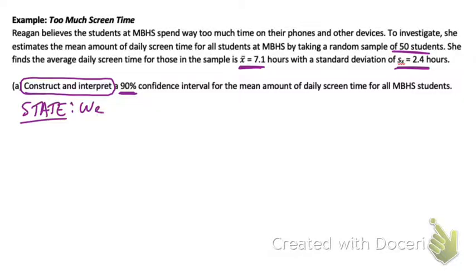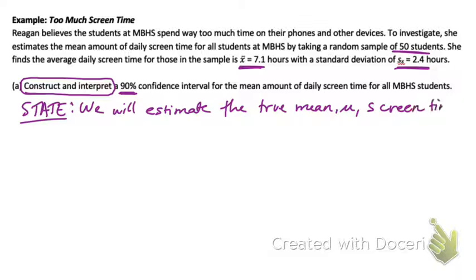All right, so we will estimate. We are not testing. This is not a hypothesis test. We are estimating something. We are estimating screen time. So we will estimate the true mean, mu, screen time for MBHS students at 90% confidence.